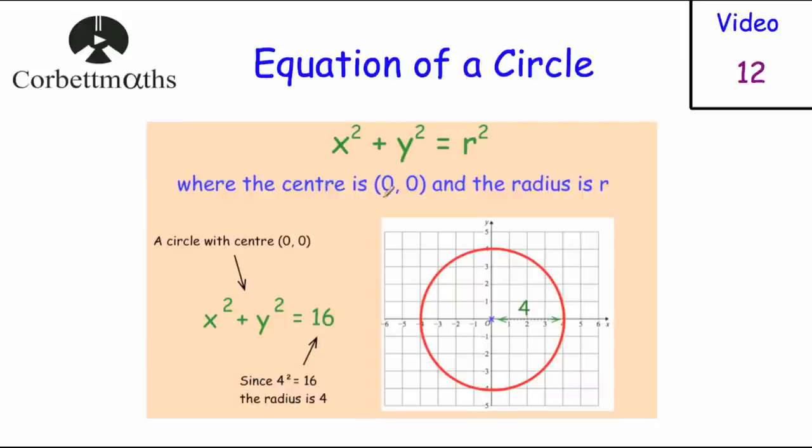Where the centre of the circle is always the origin at GCSE level. That's the point 0, 0. So the circle will always have a centre 0, 0. And the radius of the circle is r. So this r is equal to the radius.